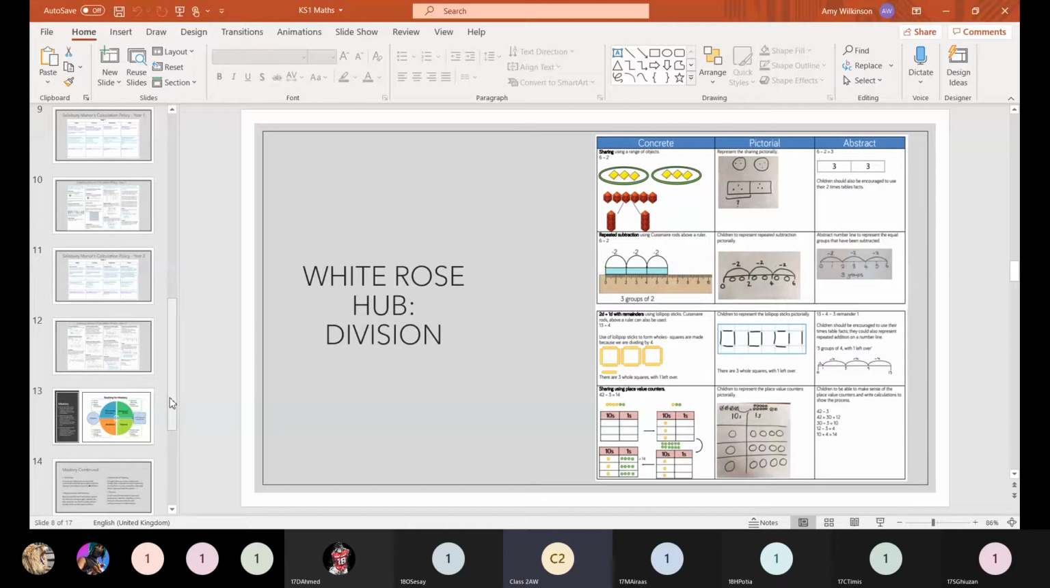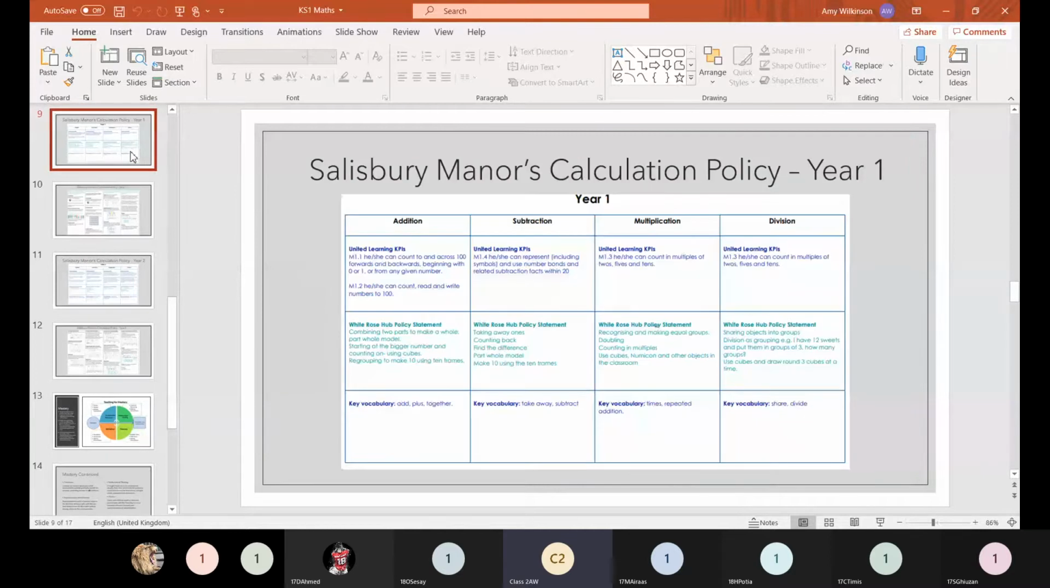The White Rose Hub forms part of the calculation policy here at Salisbury Manor. So here is an example of the calculation policy for year 1. Okay, now the calculation policy focuses on those 4 operations: addition, subtraction, multiplication, and division. And our calculation policy is broken down into statements. So the first statement on addition is that he or she can count to and across 100 forwards and backwards, beginning with 0 or 1 from any given number.